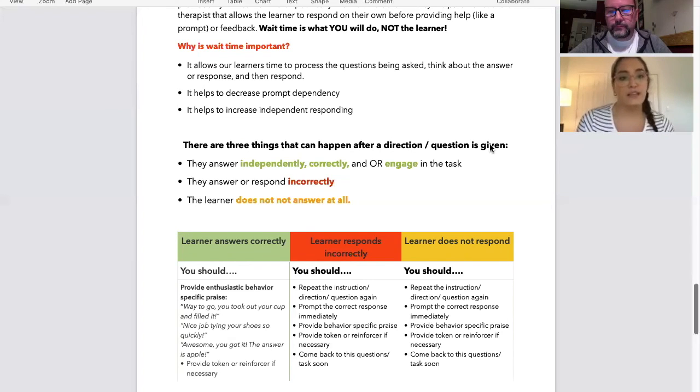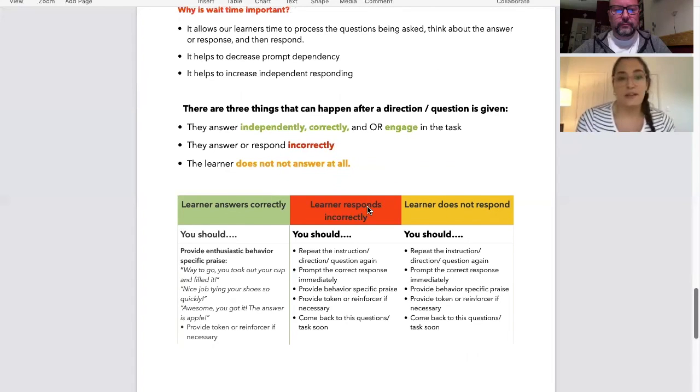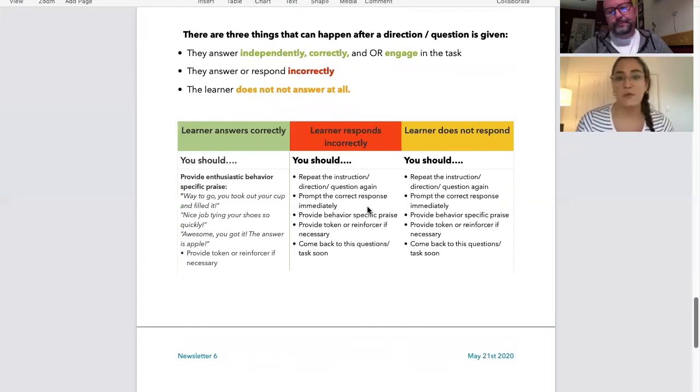And there are three things that can happen after a direction or question is given. This should be pretty obvious, but we're going to highlight it anyway. Your child might answer independently, might do the task correctly, or will engage in activity independently. That's great, but everything's not always perfect like that. They might answer incorrectly, which is okay. Or the learner just might not answer at all, which we would consider a no response.